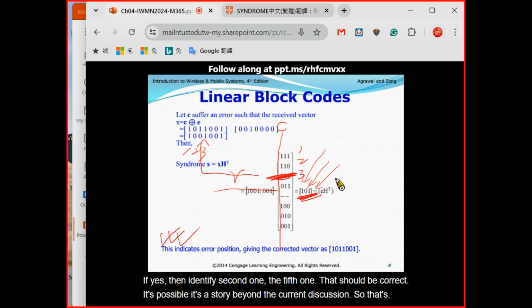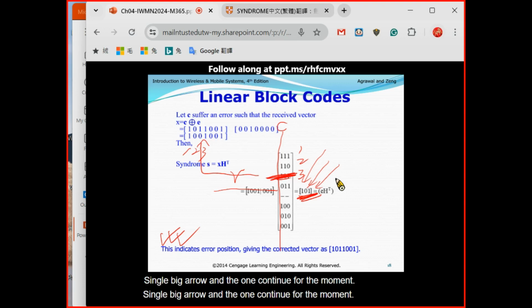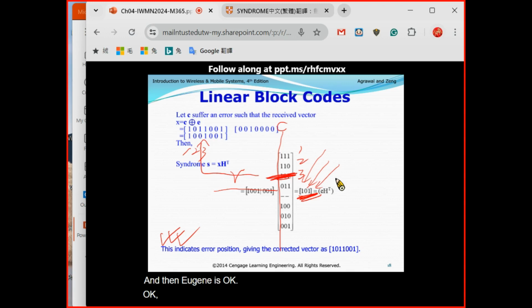So that's why I just assume a single bit error, and we want to continue further. Here we are showing a single bit error. Eugene, is it okay? Right, Eugene? Right, and Christopher? Just assume a single bit error, so we can have this. So let me continue.